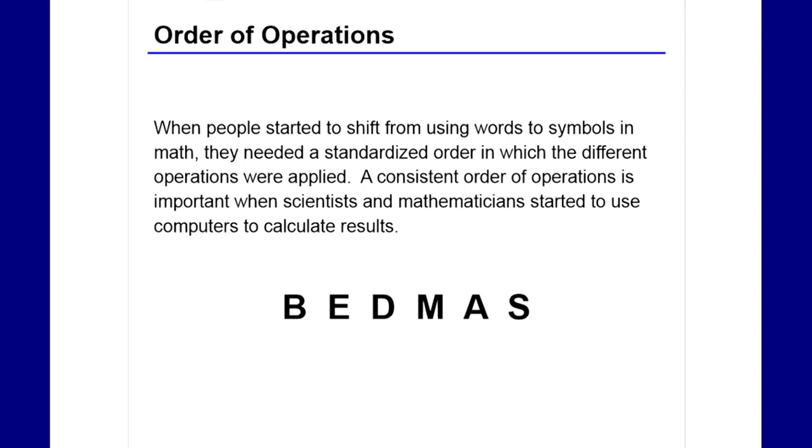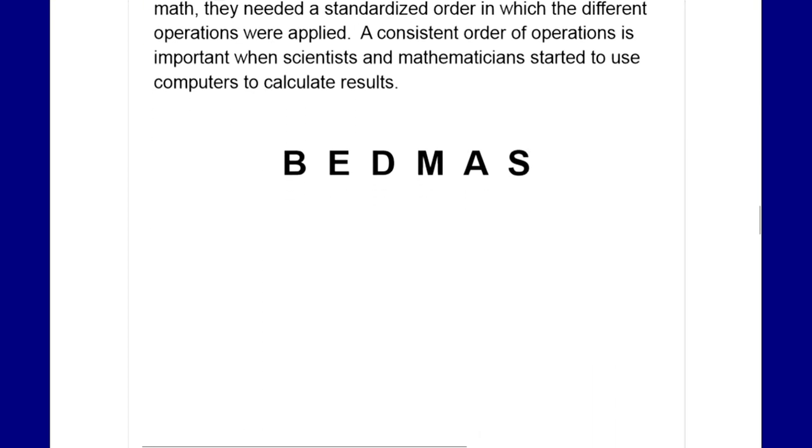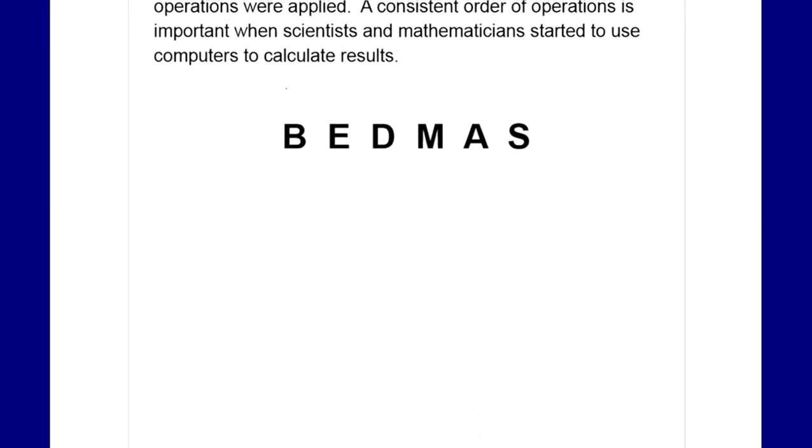So mathematicians, people in general, needed to come up with a consistent order of operations in terms of doing calculations. And this is important, especially when scientists and mathematicians started to use computers, because the computer needs to know, what do I do first? Do I just read it left to right and do whatever comes first, or do I follow a specific order? So the computer needs to know that. What they came up with was BEDMAS, or you might have also seen it as PEDMAS with a P instead of a B.